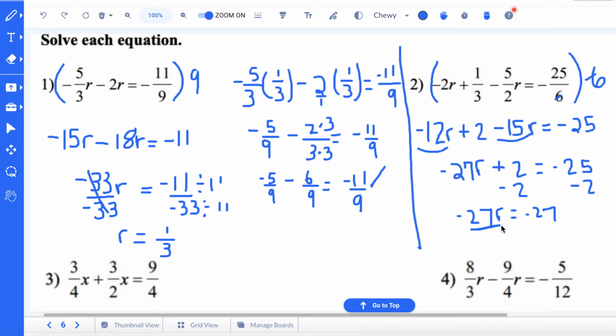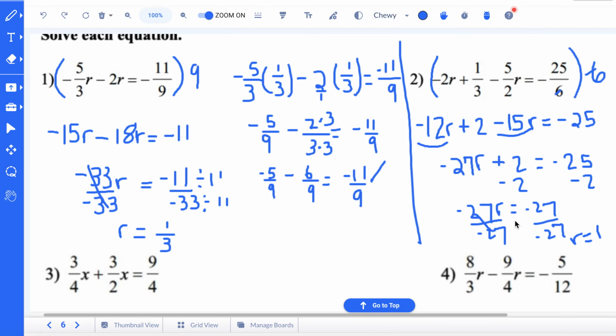And now I get rid of the negative 27 by dividing by negative 27. And I'm going to divide by negative 27. And negative 27 divided by negative 27 gives you a positive 1. So r equals 1. And you will go ahead and check your answers for those.